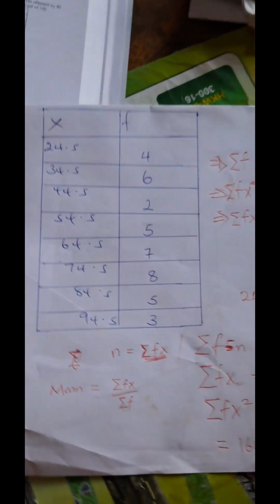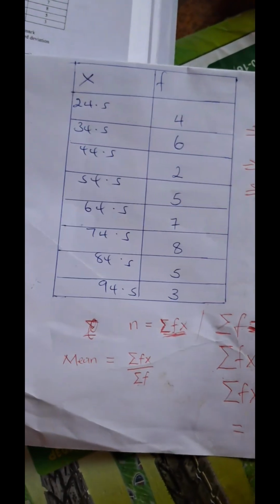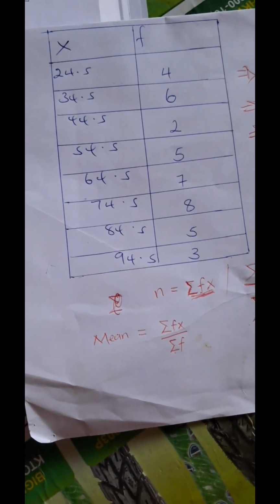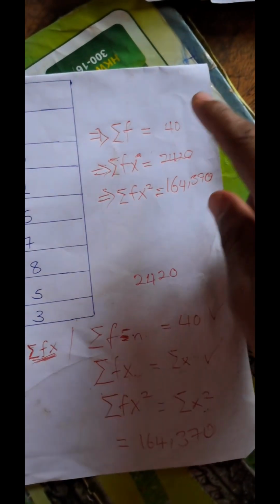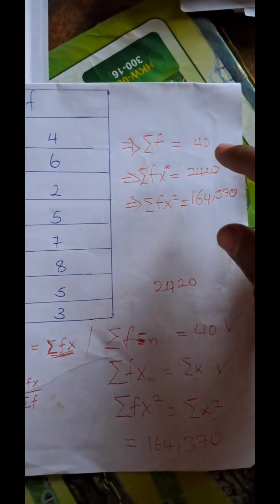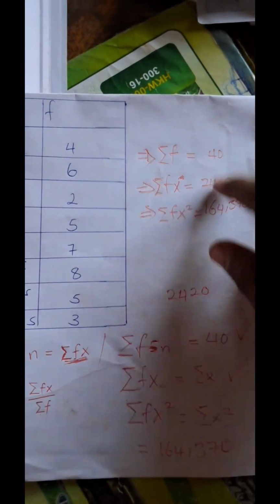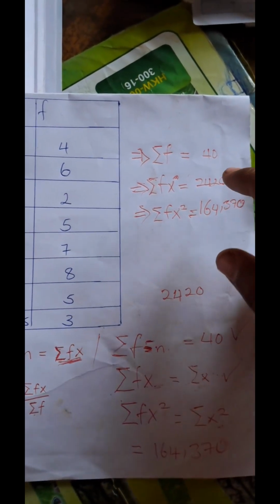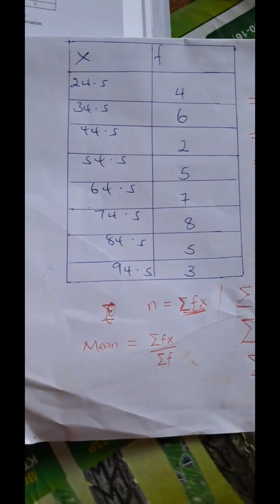So that's it for today, guys. Thank you for following up. When you find these things, you can easily calculate the mean. You just substitute using the formula of mean, using the formula of variance, and you can also find the standard deviation.